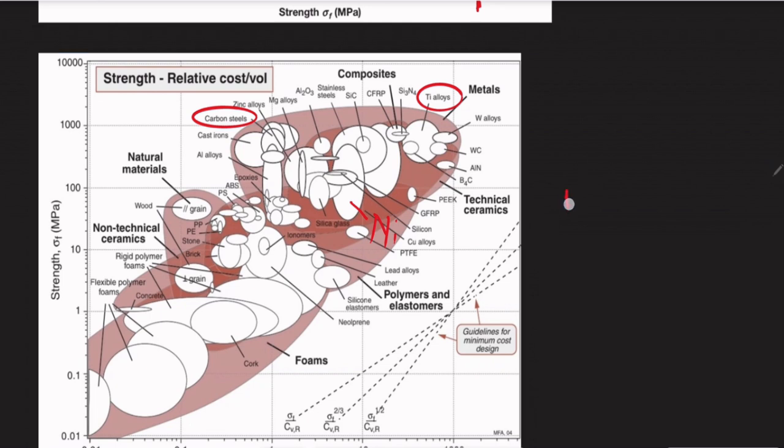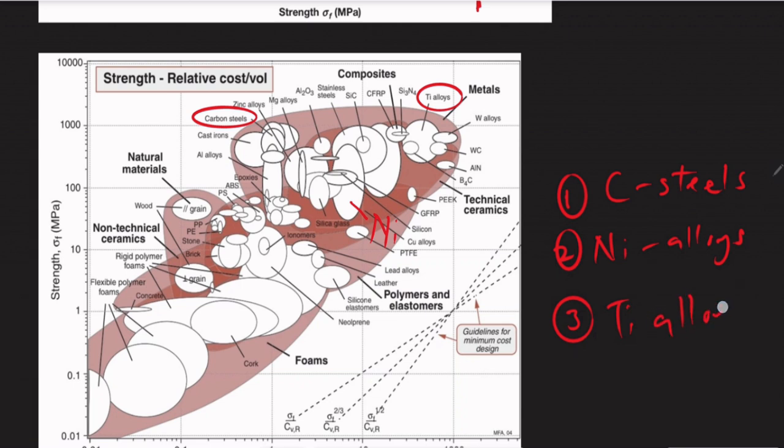Number one, that is best for this selection based on the cheapest, is carbon steels. Then number two is nickel alloys. Then the costliest is titanium alloys. So this is it for this question.